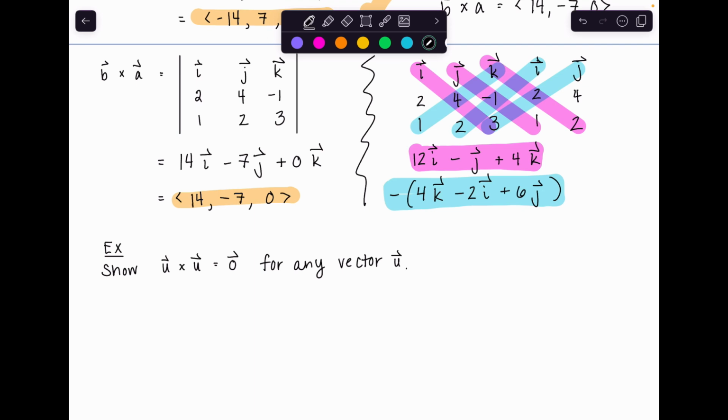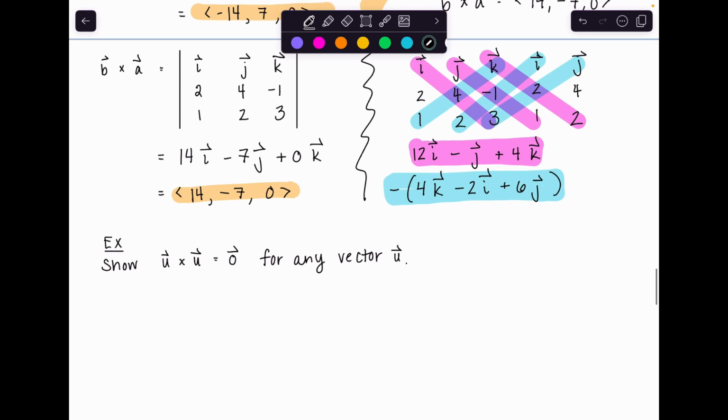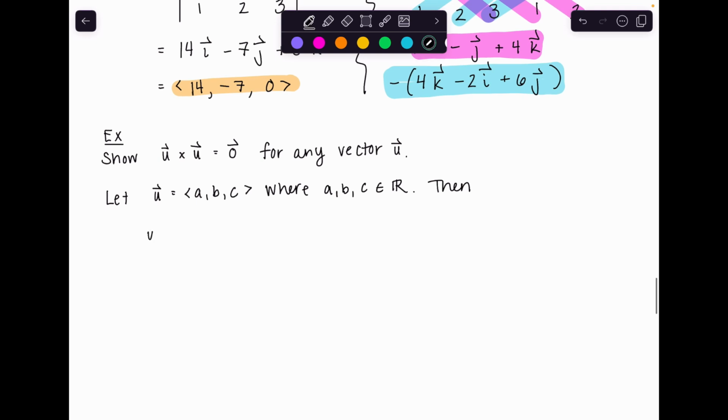So the thing you want to be careful with is I don't want to pick numbers for u. This needs to happen for any vector. So what I'm going to do is have it have arbitrary elements. So to show this is true, I'm going to let the vector u be comprised of a, b, and c, where these a, b, and c are real numbers. To say they're real numbers, we just say they're an element of R. Then I'm going to go ahead and figure out what is u cross u.